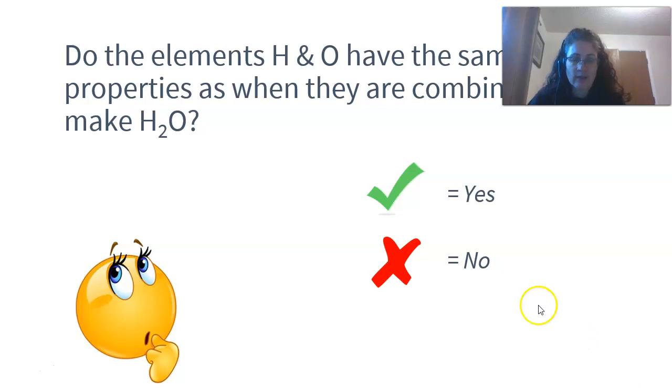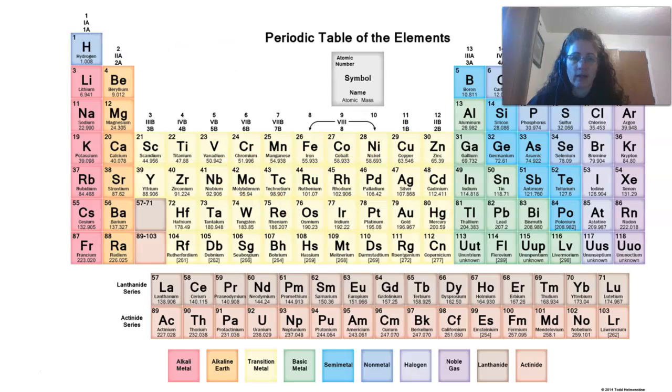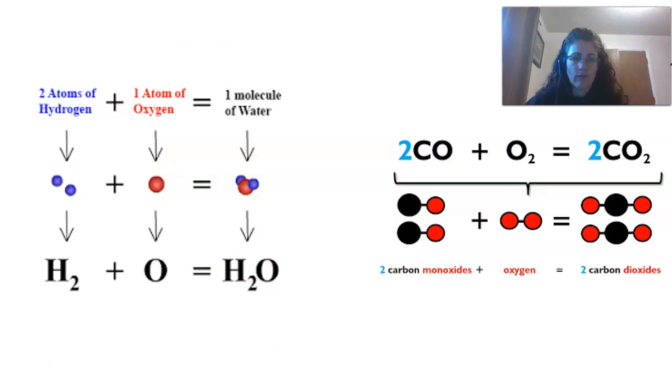So do the elements, if I put the element H and O in different containers, would they act the same as if I had a container of water? Because H and O, 2 H's and 1 O, back here in our example, form water.